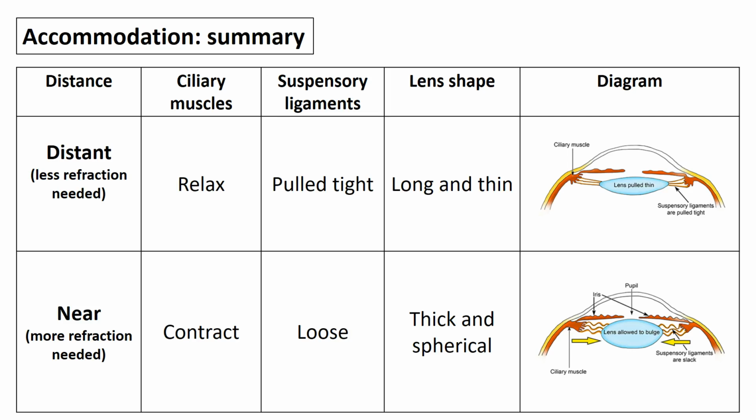This diagram is quite a nice summary to make sure that you try and learn. To summarize the accommodation, distant objects need less refraction of light. To get less refraction, you need the ciliary muscles to relax, suspensory ligaments pulled tight, and a long, thin lens. That diagram shows that. If you want to see near objects, the ciliary muscles contract. That makes the suspensory ligaments loose, and you get a thick and spherical lens there, which refracts the light more. So if you learn that summary, that should help you to explain how we see distant and near objects.